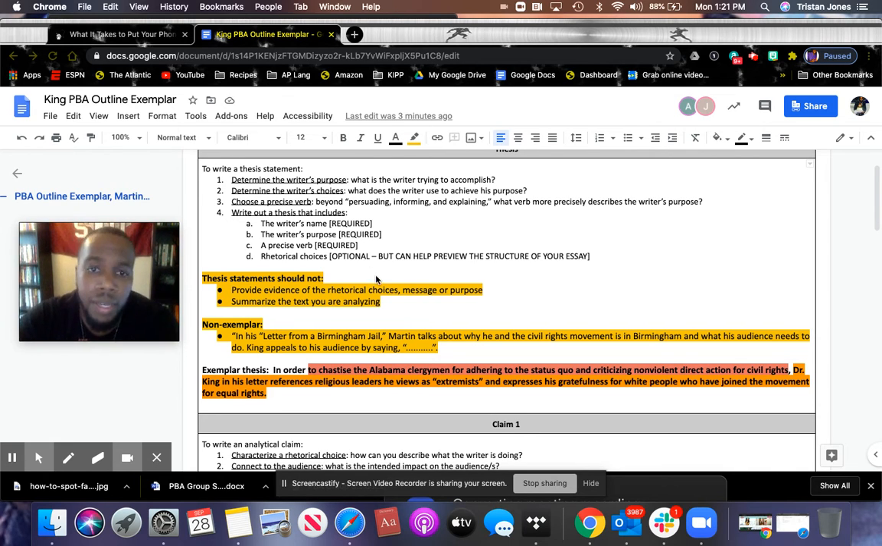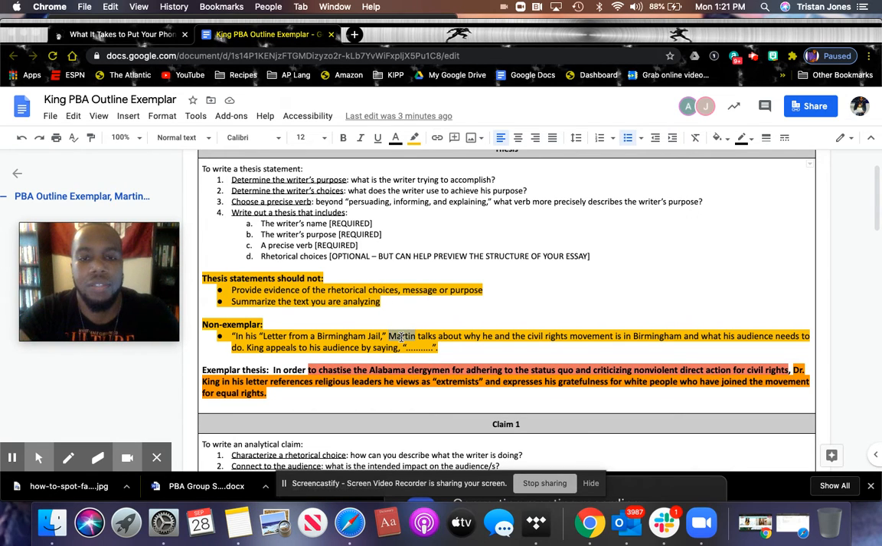First, it addresses the speaker by his first name. And we always address our speaker by the last name. This indicates that you are summarizing what's happening in the text instead of the choices and strategies that the speaker is using to convey a message. It talks about why he and the civil rights movement is in Birmingham and what his audience needs to do. There's no specific mention of the audience and there's no purpose.